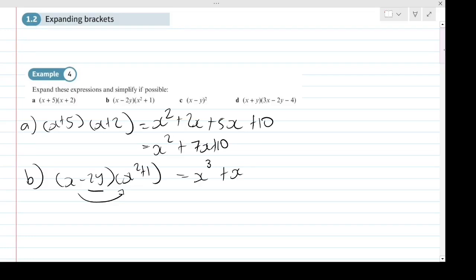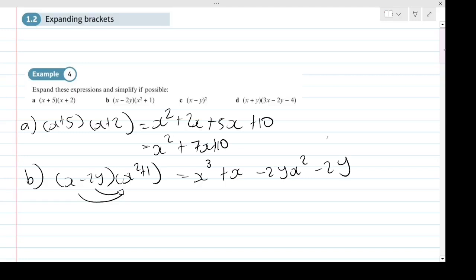Then you got this minus 2y. I'm going to do the exact same thing, times it by every term in the other bracket. So minus 2y times x squared. Well, that's just going to be minus 2y x squared, right? Not much we can do there. And then we're going to have minus 2y times the 1. That's just going to be minus 2y.